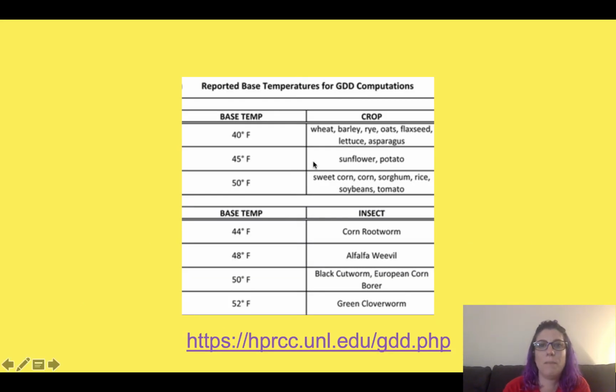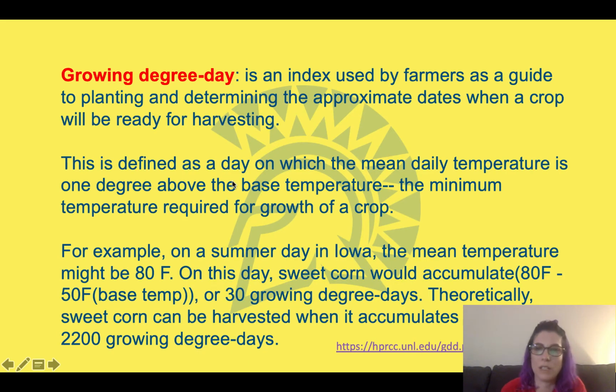There's actually going to be a base temperature for each crop here, so you can see how sweet corn would be, and corn, soybeans is kind of popular in Nebraska. So the base temperature is going to be 50 degrees. If you take the mean temperature, it might be 80 degrees. So you take that 80 degrees minus the base temperature of 50, and that would be 30 growing degree days. And then once it hits a total of 220, they're going to know that that's usually when the crop is ready to be harvested.